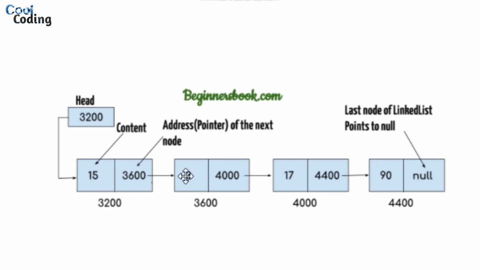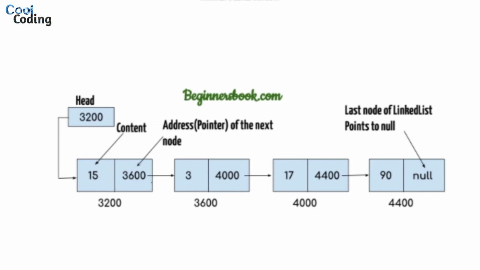It is not necessary that 15 should be linked with 3. I can link 15 to 17, 17 to 3, and 3 to 90. So this doesn't matter, order doesn't matter here. But in the case of an array, order matters.